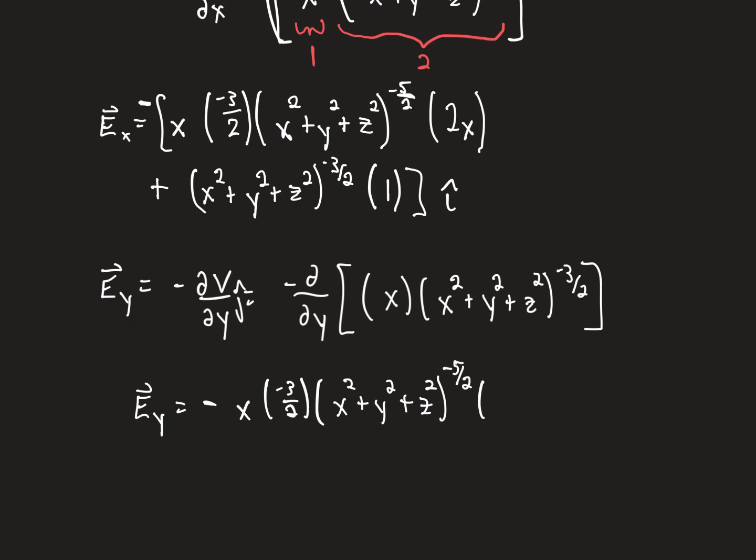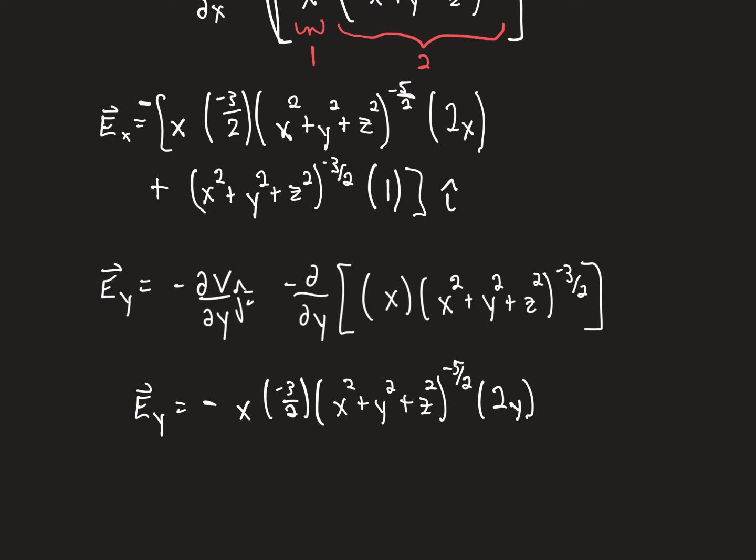And then I take the derivative of everything on the inside of the parentheses, where y is the variable this time. So what's going to be the derivative of x squared plus y squared plus z squared with respect to y? 2y. Okay, so that's the first part. Looks very similar to this, doesn't it? Only thing that changed was this derivative right in there.